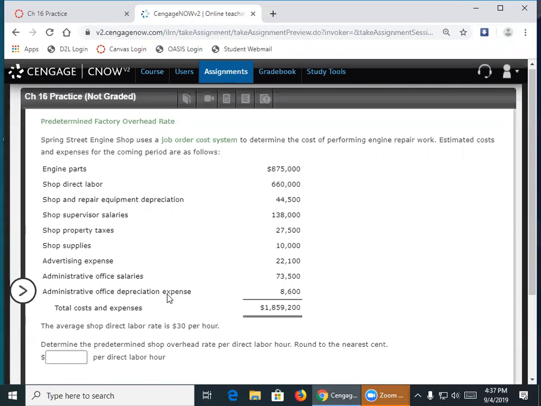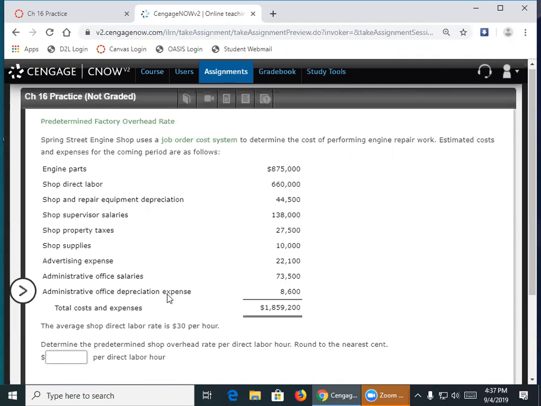You said the administrative office salaries is overhead as well? No, it's not. It's a period expense. So it'll just be these four costs. Shop and repair, depreciation, yeah, these four. Correct, an overhead cost is a product cost. So it'll be anything tied to the product itself that's not direct materials or direct labor. Anything related to administrative will always be a period expense, and we're not worried about those.